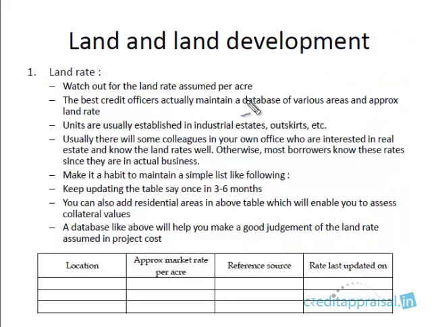The first point you have to understand is the assumption. What is the land rate per acre assumed? When the company has said it has 40 crores in the project cost, how did it arrive at the 40 crores? What is the total land extent? What is the total number of acres, and what is the rate per acre? So this is an assumption.